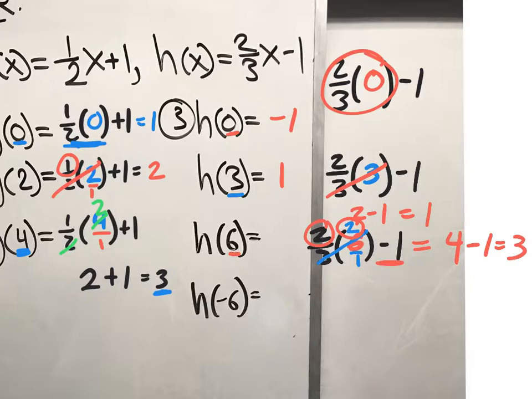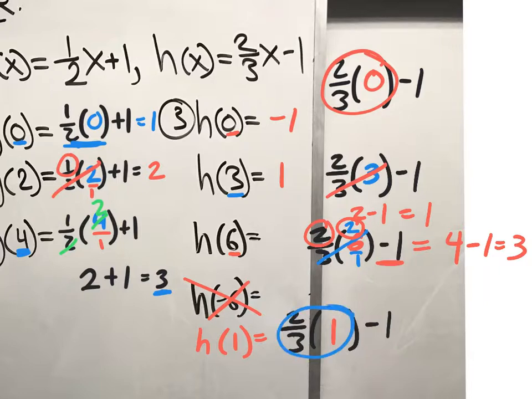And h of negative 6, you know what, let's not do h of negative 6. Let me ask you this instead. Would it be easy if I tried h of 1? What is 2/3? Let me rewrite it. 2/3 times 1 ends up being not that nice, because when you go 2/3 times 1, you end up with 2/3. It's still a fraction. And then the minus 1 over here, you're going to have to change it to a fraction, get a common denominator to be able to subtract them. So it's not as nice.